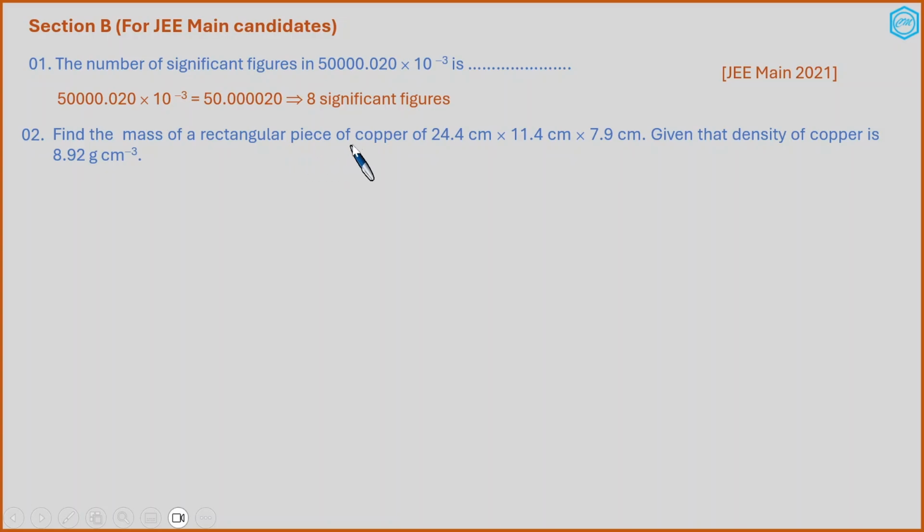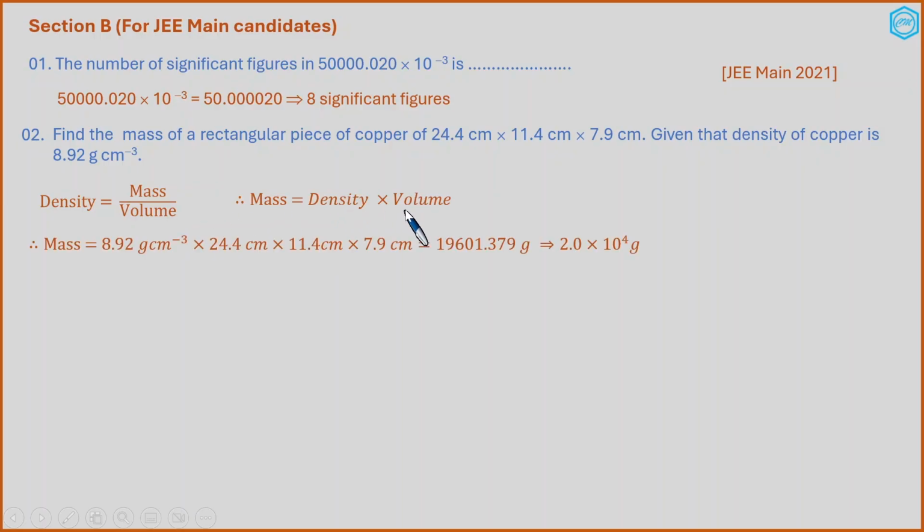Find the mass of a rectangular piece of copper with dimensions 24.4 centimeter into 11.4 centimeter into 7.9 centimeter. Given the density of copper is 8.92 gram per centimeter cube. We know density is equal to mass by volume. Therefore, mass is equal to density into volume, that is 8.92 gram per centimeter cube. Volume is length into breadth into height. Therefore, this will give the volume of the rectangular piece of copper. So the answer is this one.